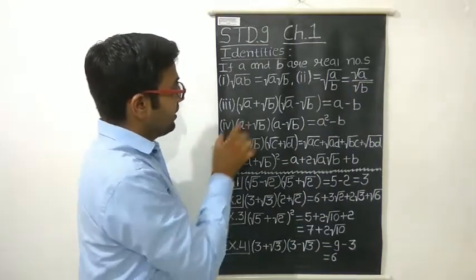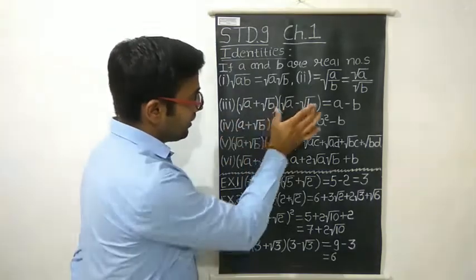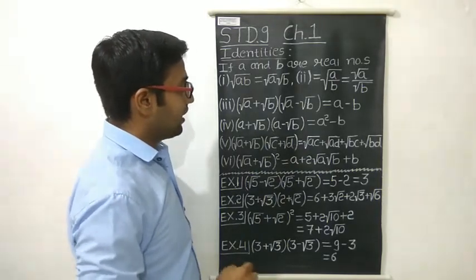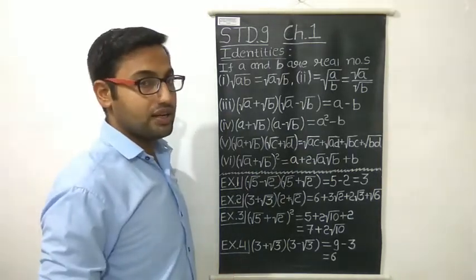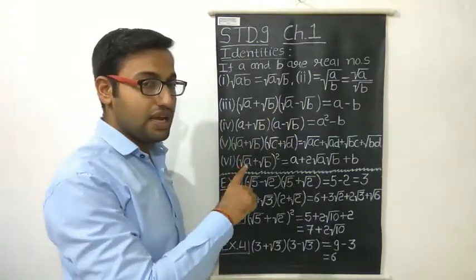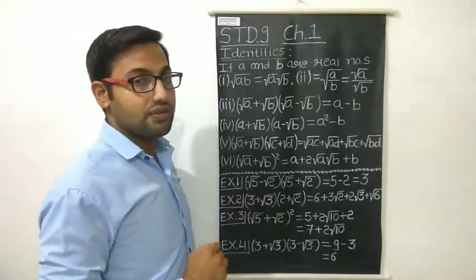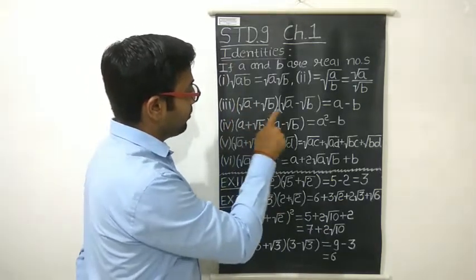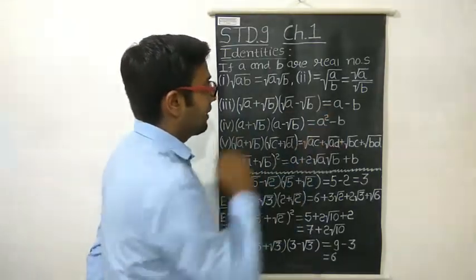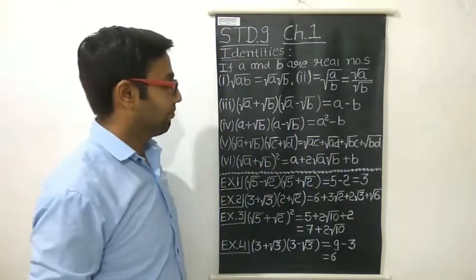The third identity: in the first bracket we have square root of A plus square root of B, and in another bracket square root of A minus square root of B. Then, according to the third identity, that is, if we have x plus y and x minus y, we write it as x square minus y square. In the same way, we write the first term square, that is under root a square, which is a, with a negative sign, under root b square, that is b.